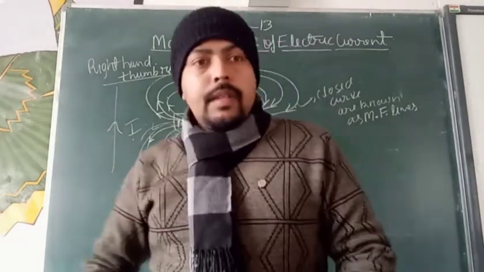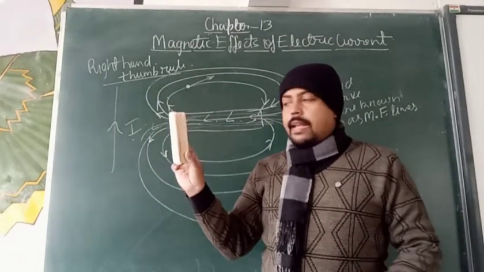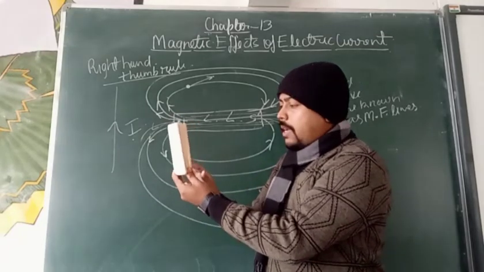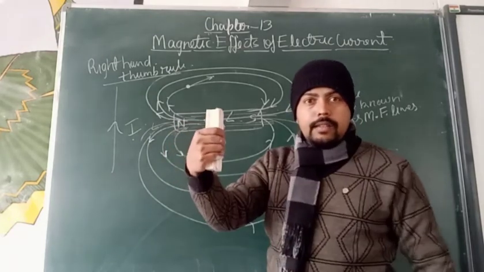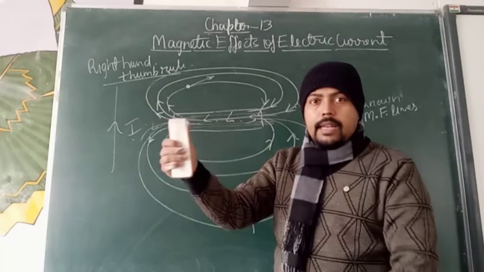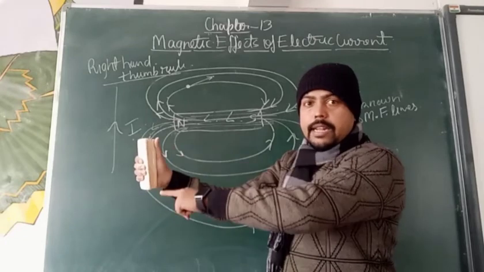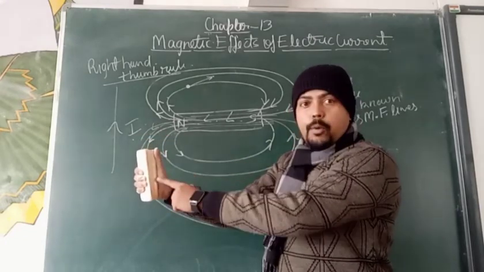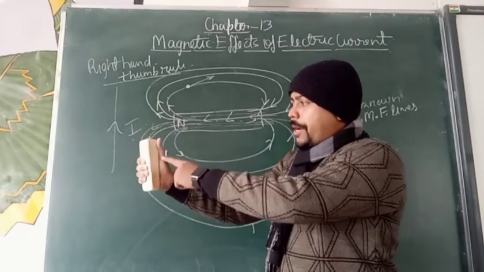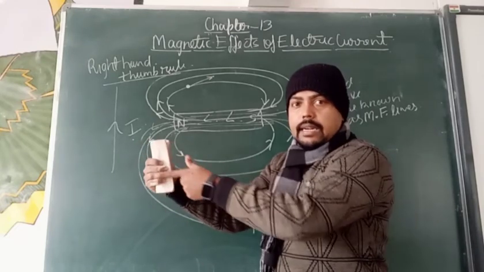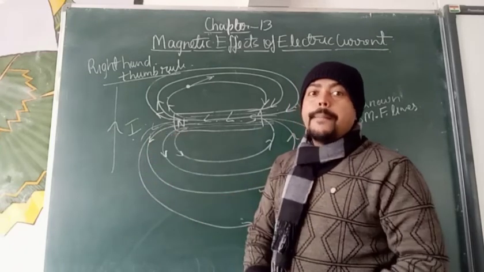For example, if I consider this duster to be a wire, then according to the right hand thumb rule, the current is passing through this duster and I have to hold it like this with the four fingers, and the thumb will be straight along the duster, that is our wire. So this thumb will point the direction of current. If the current is going upside, then this thumb will point in the direction of the current, and these curled fingers will give the direction of magnetic field.